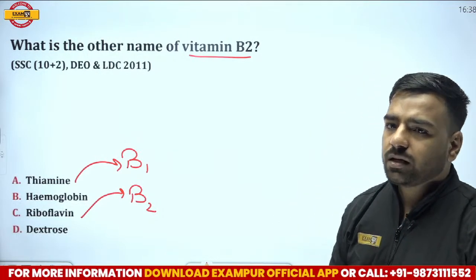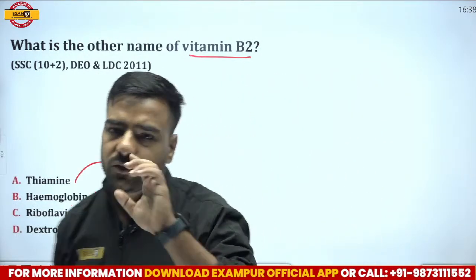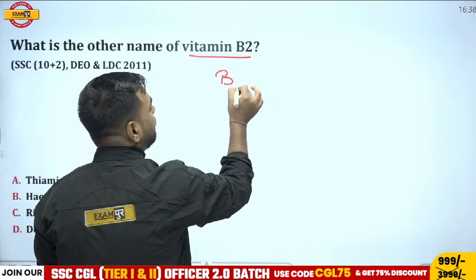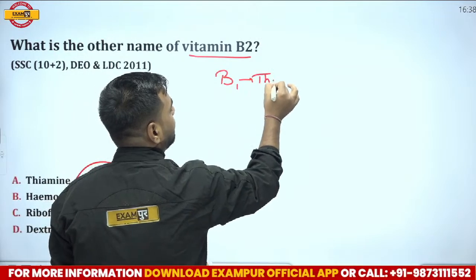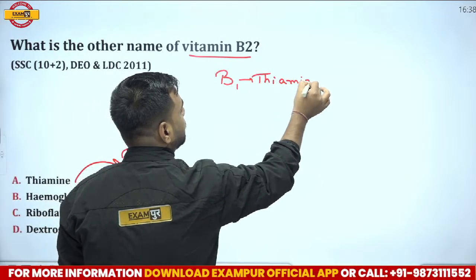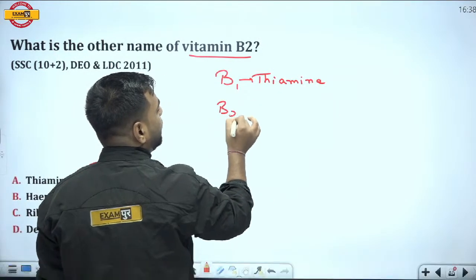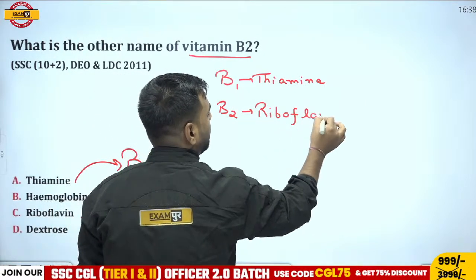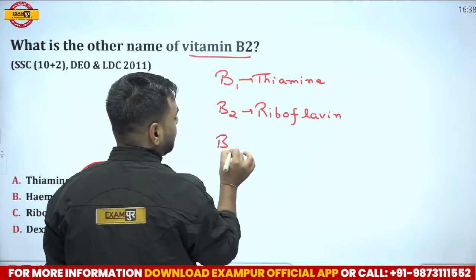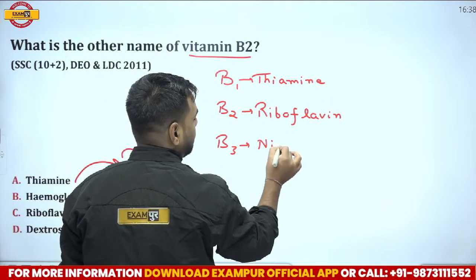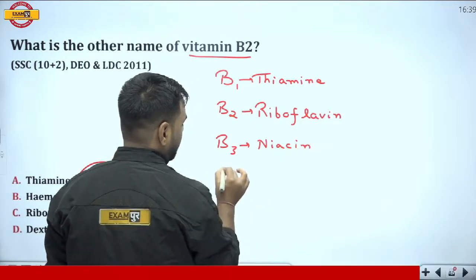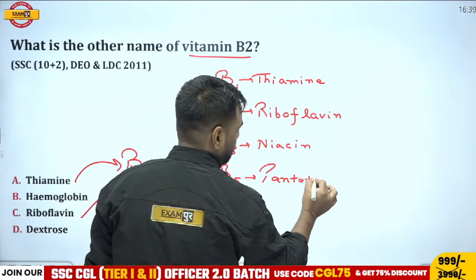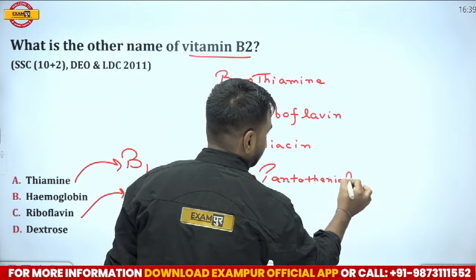No. Jarsha, let me tell you, I'll write the sequence order for you all. Please do not forget. For vitamin B1, the name is thiamine. For vitamin B2, we have the name riboflavin. We have B3, that is niacin. We have B5, that is pantothenic acid.